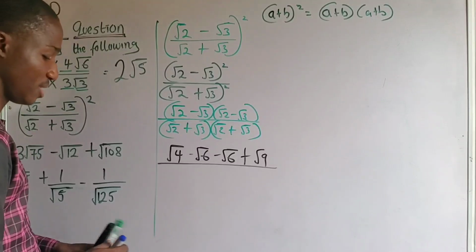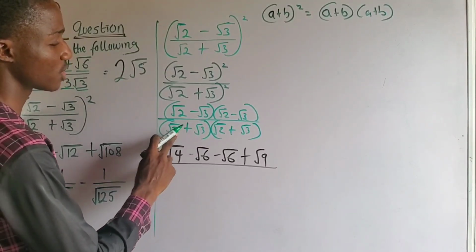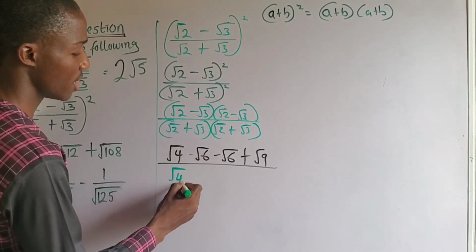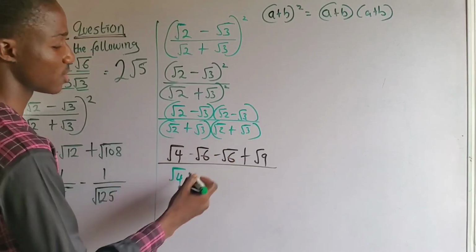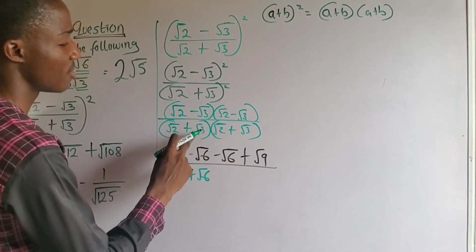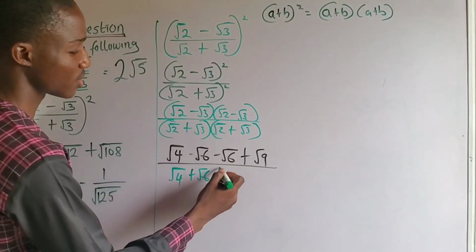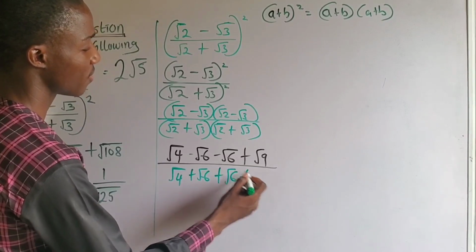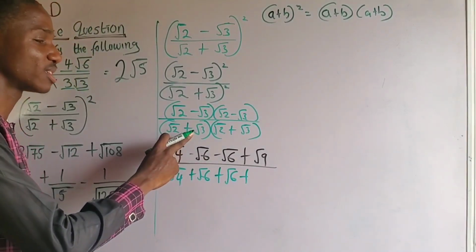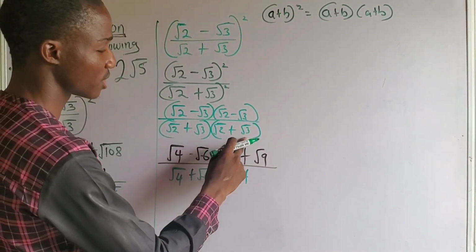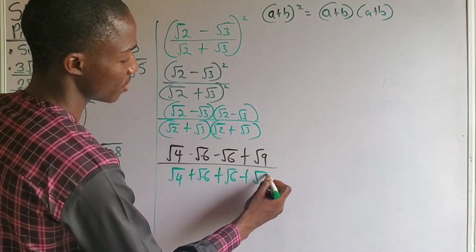Now look at the denominator. We have root 2 times root 2, that is what? Root 4, okay? Root 2 times root 3, that is what? Plus root 6, right? Plus root 3 times plus root 2, that is what? Plus root 6. Then for the last one, we have plus root 3 times plus root 3, plus root 9.